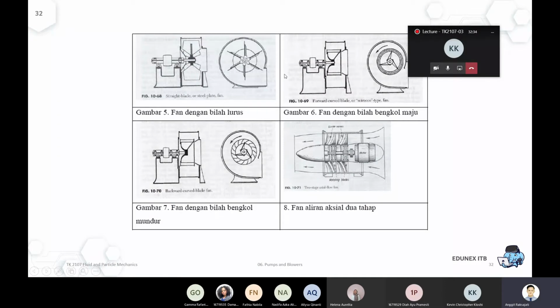Okay, so this is how it looks. Straight blade or steel plate fan. Straight blade, so it's straight and it looks like a blade. Okay, and then curved blade, so the blade itself is curved. Again, chemical engineers don't study this type of thing in much detail, so we just need to be aware of and know these types. Okay, but this is again the mechanical engineers' part.